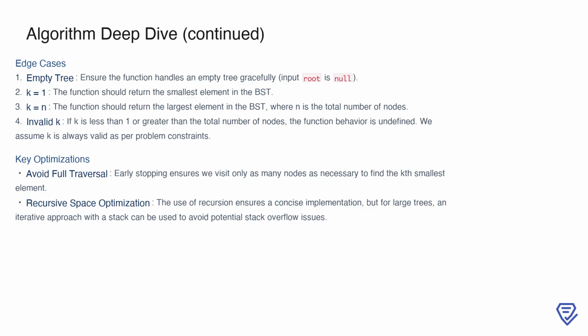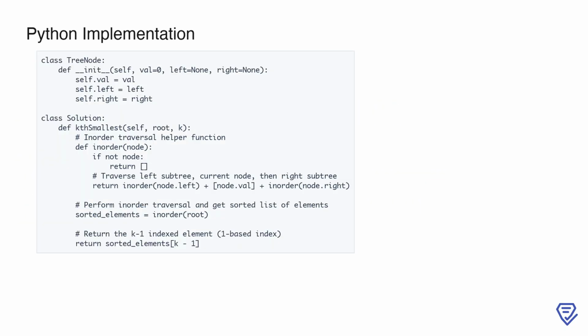One key optimization in this approach is avoiding a full traversal of the tree. By stopping as soon as the kth smallest element is found, we significantly reduce the number of nodes visited, especially for small values of k. While the recursive implementation is elegant, it does use stack space proportional to the height of the tree. For very large or skewed trees, an iterative approach with an explicit stack can be used to prevent potential stack overflow issues. These considerations ensure the algorithm is robust and efficient for a wide range of inputs. This implementation solves the problem of finding the kth smallest element in a binary search tree, BST, using the inorder traversal approach.